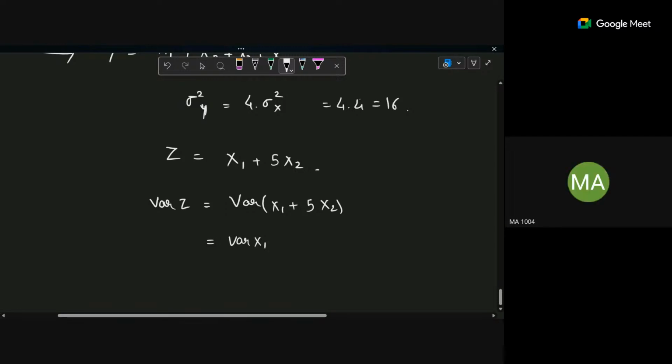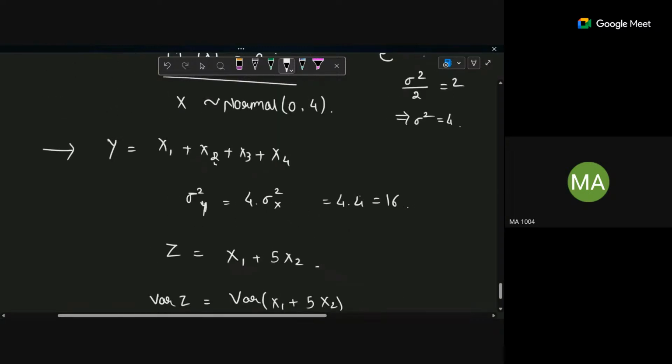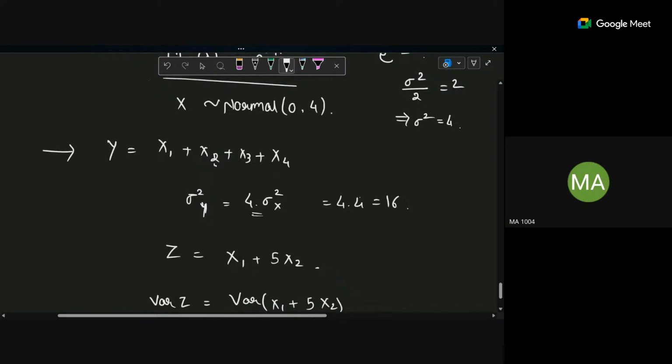So you know the question, right? Were they given independent? Yes, ma'am, they are given independent. That's why we are able to do this. Here also, they are independent. That's why it's 4 times sigma square. Otherwise, it will not separate over addition.